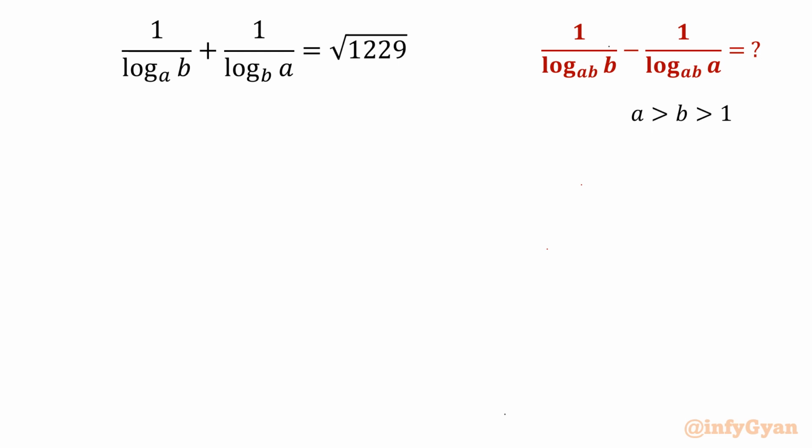In this video, we will be solving one Singapore Math Olympiad question which is based on log. The question is: 1 over log b base a plus 1 over log a base b equals square root of 1229. We have to find the value of the expression 1 over log b base ab minus 1 over log a base ab, where a is greater than b greater than 1. Both values are greater than 1 and a is bigger than b.